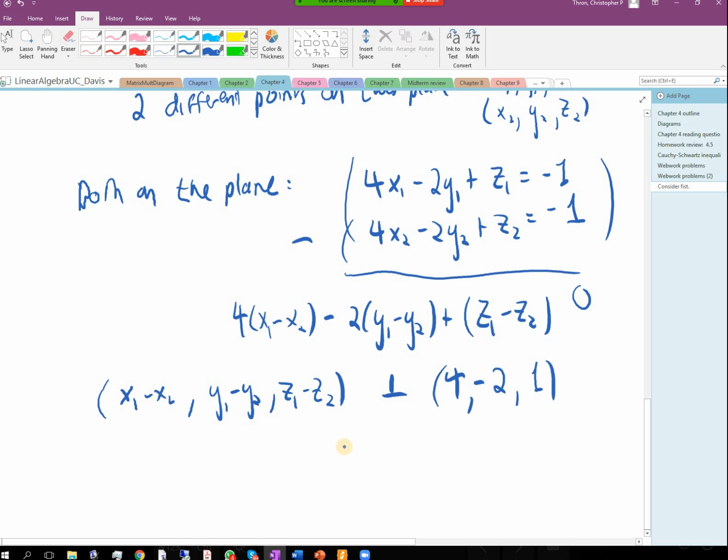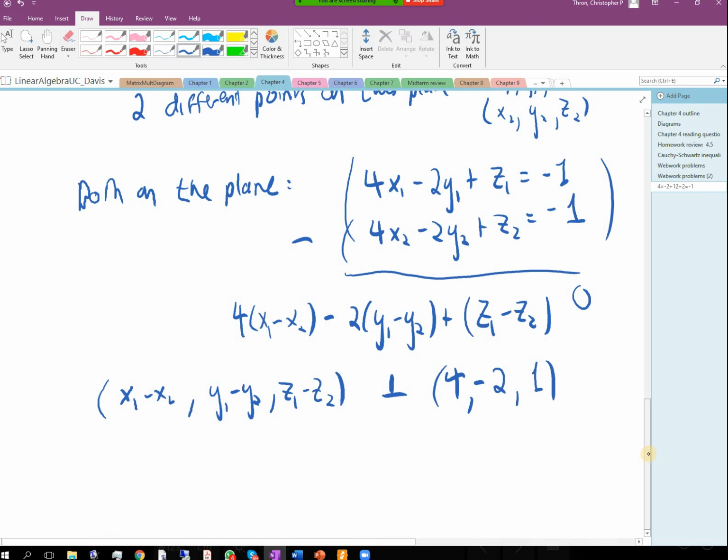So if I take any two points on the plane, and I take their difference vector, it's perpendicular to this vector. That's a clever trick because that'll work with any constant or coefficient. Yes, in fact that's a general situation. All right.